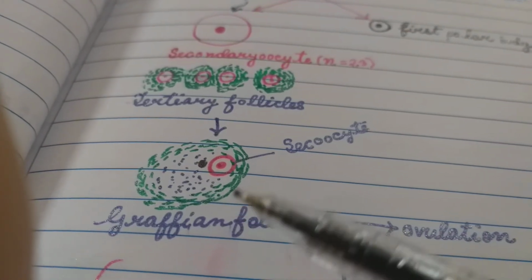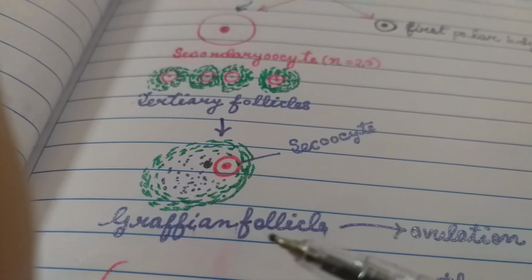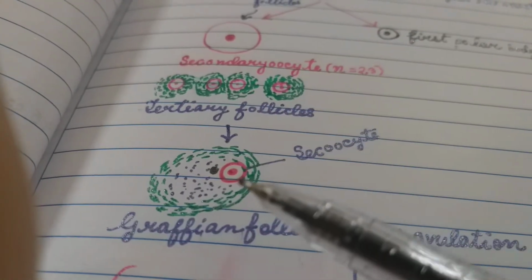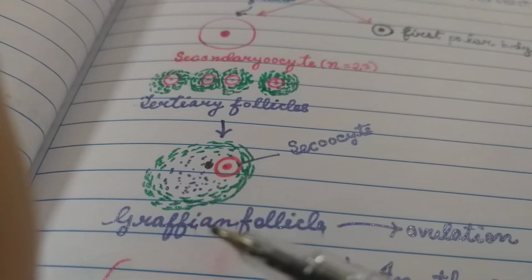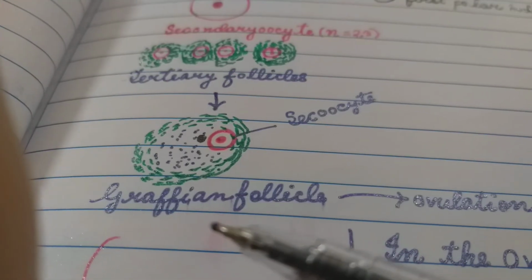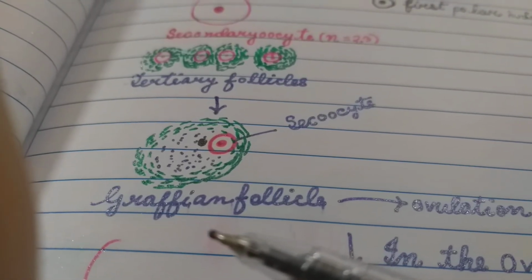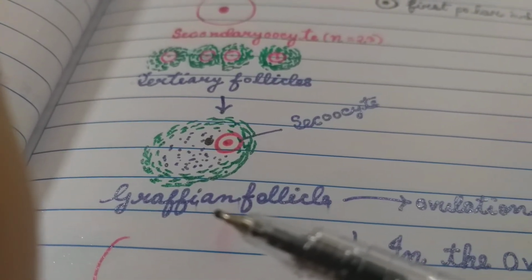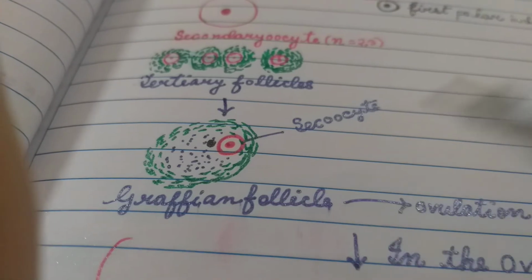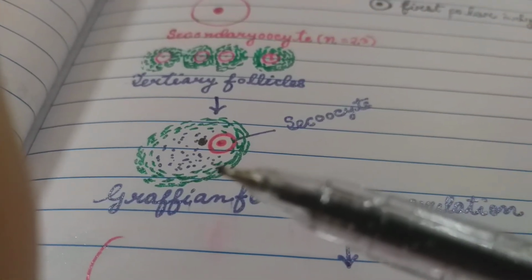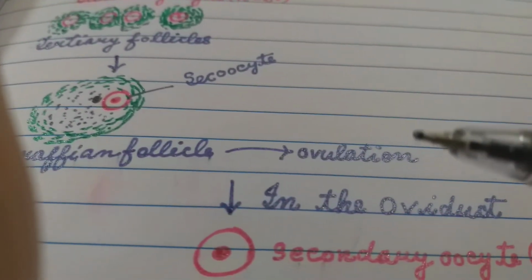In each ovary, only one Graafian follicle develops. All the tertiary follicles do not transform. Only one Graafian follicle is visible inside each ovary. Only one mature follicle is seen inside each ovary, right ovary as well as left ovary. Now, at the stage of Graafian follicle, ovulation occurs.